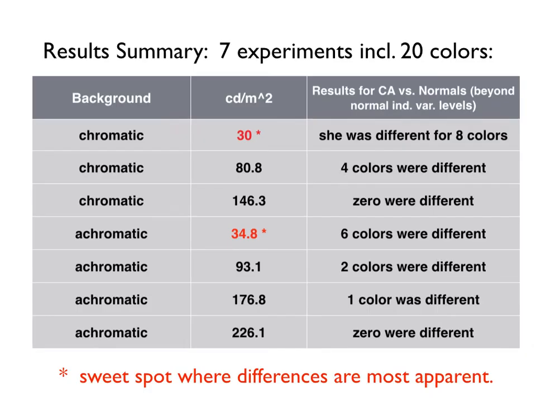In summary, we ran 7 experiments, and we found that in the cases where Concetta was most significantly different from normal subjects were cases at the lower luminance levels in our study. We see this as a sort of a sweet spot in the luminance scale where her differences in color perception are most apparent.